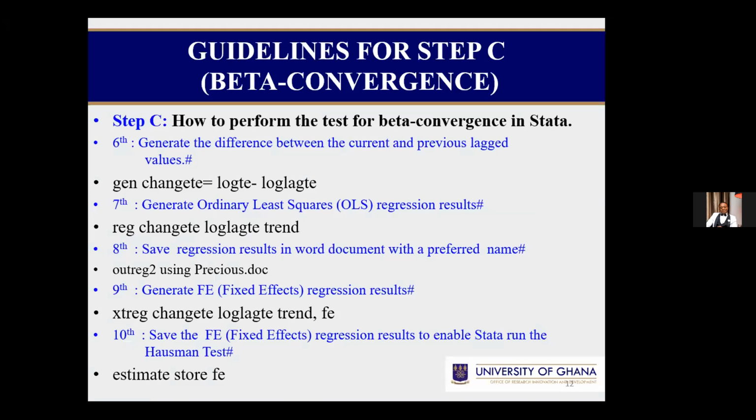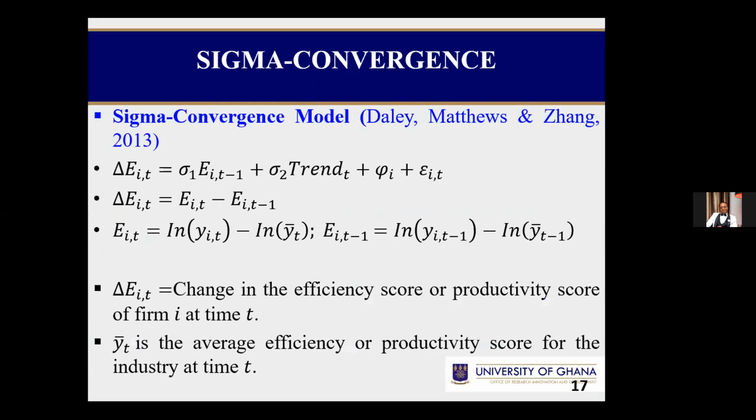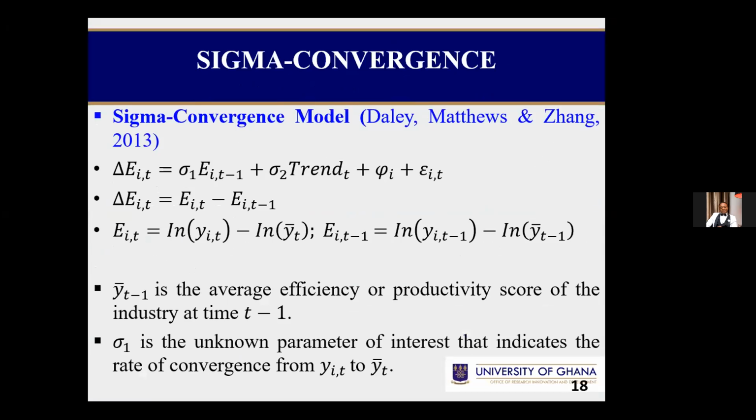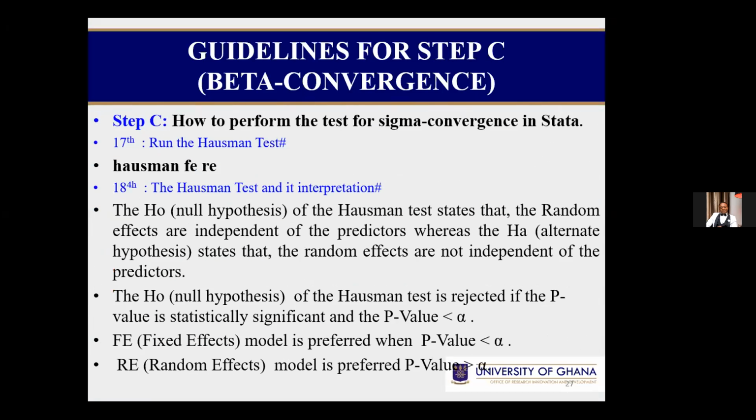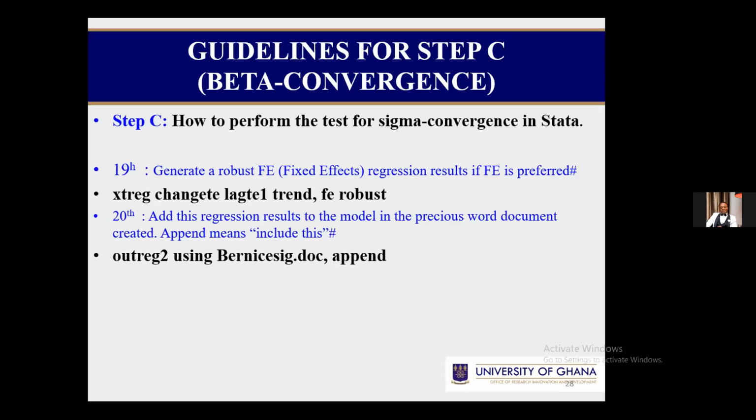From the explanation we gave for beta, the coefficient of our beta parameter, I'd like one of you to interpret the coefficient for sigma convergence. Who will help us with the interpretation? Benis, yeah.